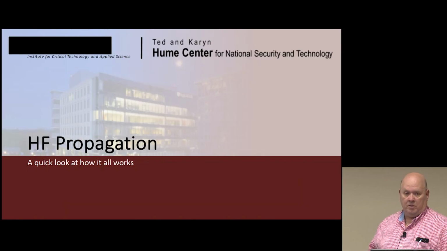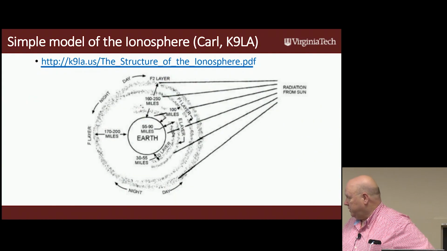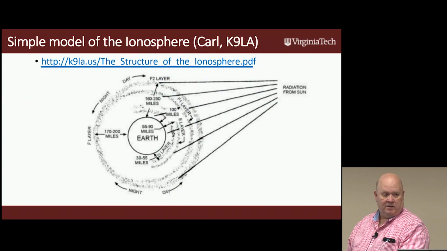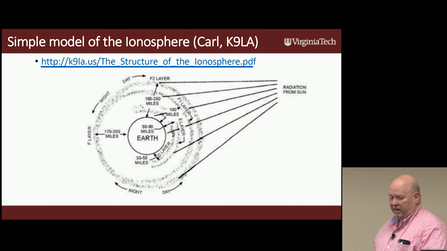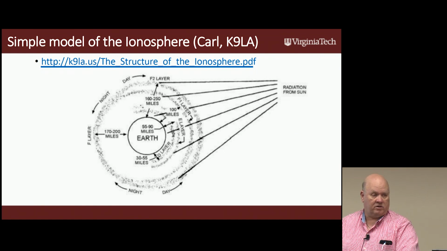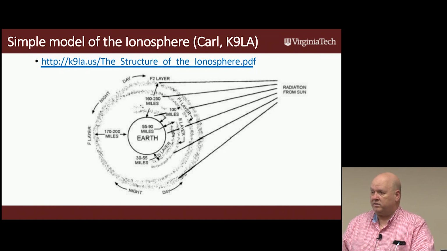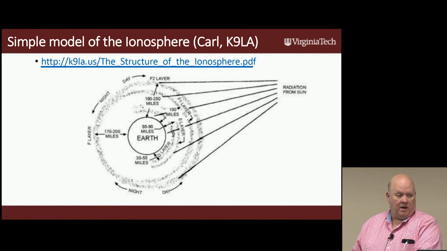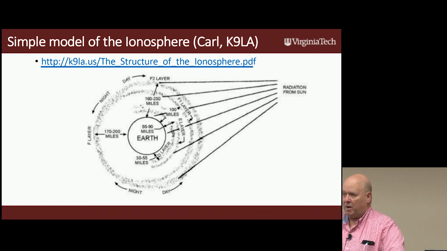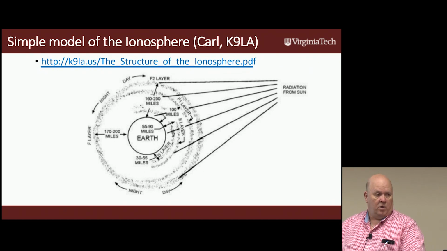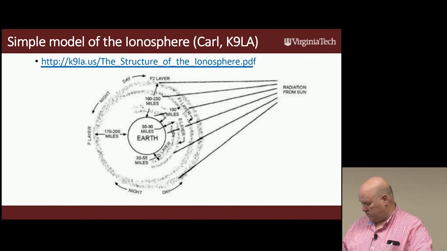Okay, so let's talk a little bit about HF propagation, just get a quick look at how it all works. This is very schematic. It's not actual, but anyway, it gives you an idea. So the radiation from the sun, mostly the ultraviolet, strips away the electrons on the atoms and molecules that are in the ionosphere, the outer reaches of Earth's atmosphere, and it tends to set things up approximately in layers, which vary as the time of day goes.